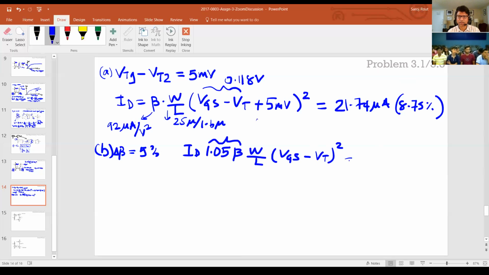And this is nothing but 1.05 times the current we calculated, which is 20 microamps. And essentially it's a 5% error just because it's a linear relationship with mu n. So if you get 5% error in beta, you get a 5% error in your current. So this will be 21 microamps, right? So, and that's again another imperfection you get in real ICs. Your nearby transistors don't have exactly the same mu n. They'll vary actually, and if they vary, you get a variation in your current too. Usually they're not this big, but they can be.